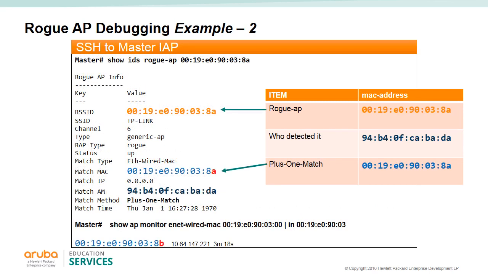In this example, the rogue has the ending part of the MAC address as 038A. The IAP that discovered the rogue is BADA. In this scenario, the rogue AP's BSSID is one smaller than the wired MAC address of this device. The IAP has seen 038A in the air and has seen 038B on the wired side. Therefore, we think it is the same device.